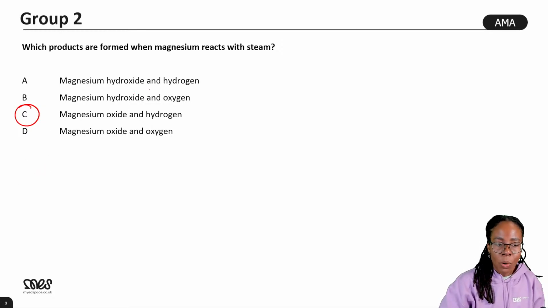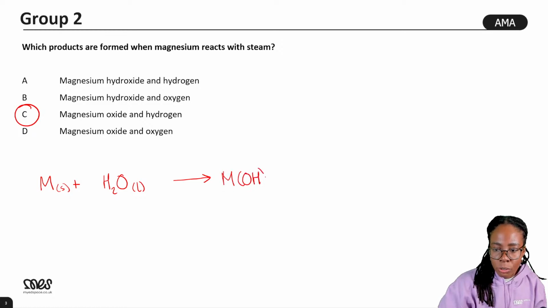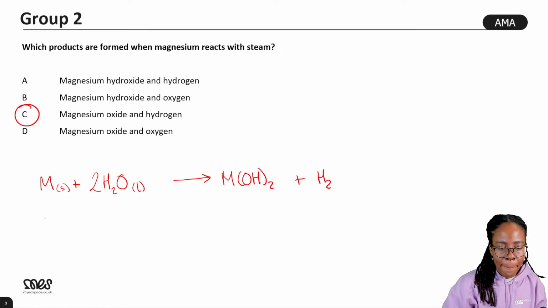Okay, so this is one of our exceptions. Our other group 2 metals, let's say we've got M, and we react that with just water, solid, liquid, then we would just produce M(OH)2 and H2. Oh gosh, let's balance that. 1, 2, 3, 4. I think we just need a big 2 here. And then we're balanced. 4 hydrogens, 2 oxygens. Yep.